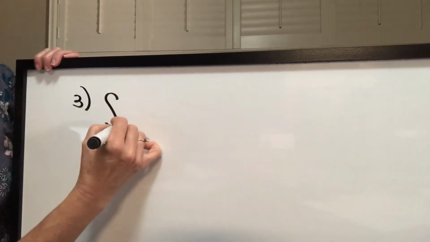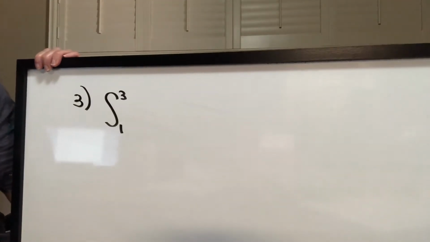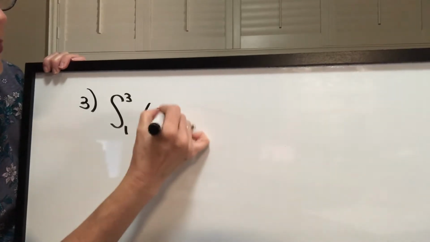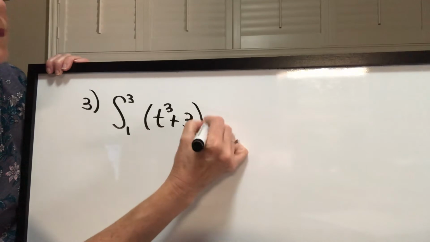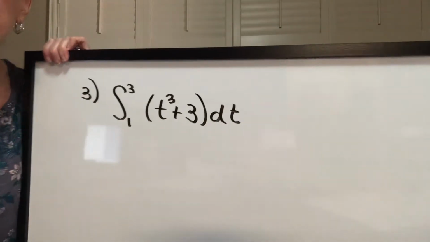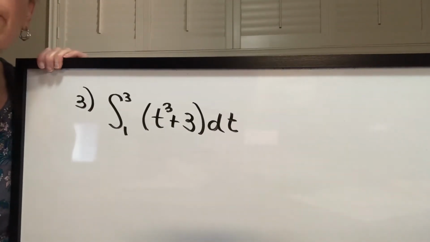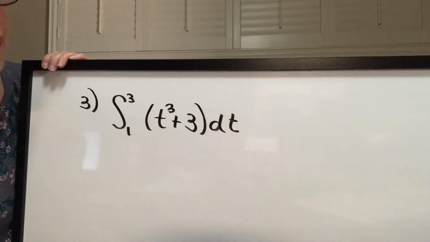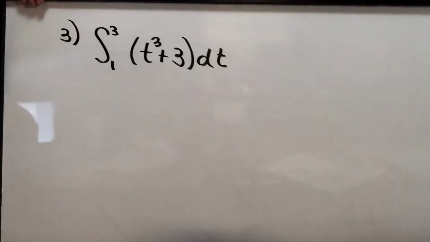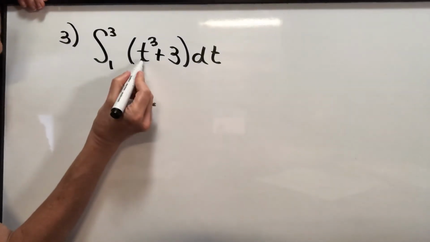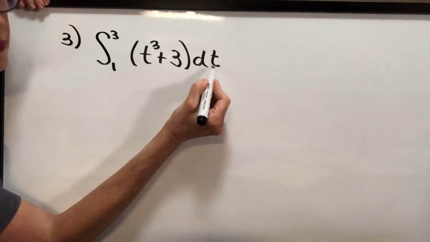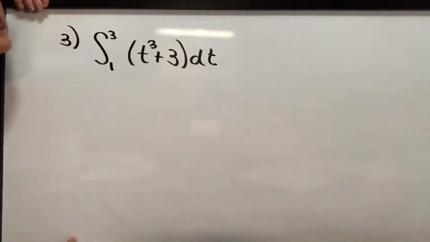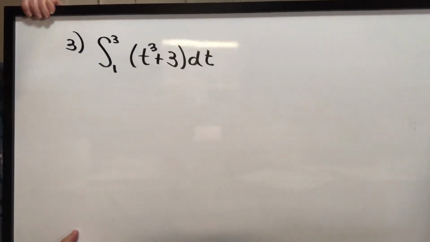So it's the integral from 1 to 3 of t cubed plus 3 dt. Okay, so this one, notice, has the variable t. It's going to work out the same way. I just wanted to show you that it might not always be x. You might see other variables. So t is a common one. Because that's a t, over here it says dt, so that means the variable in the problem is t. But we're going to do exactly the same thing.